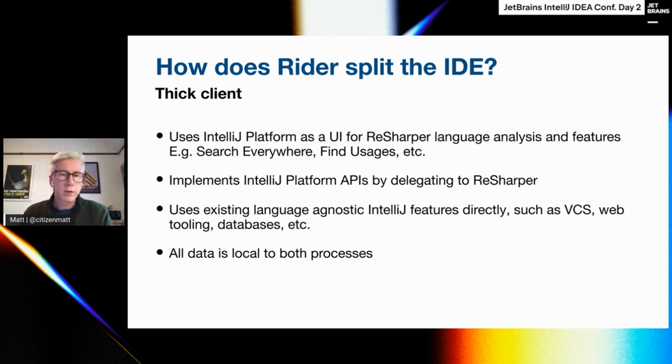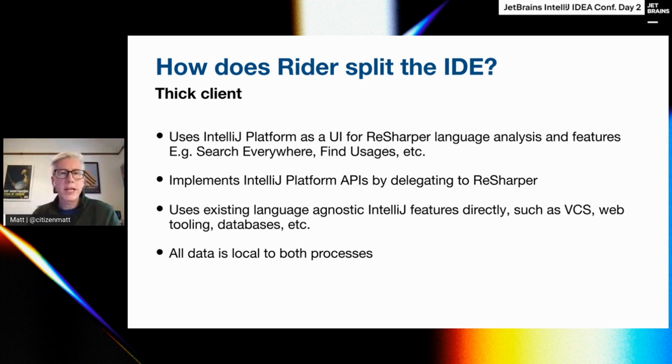It uses the IntelliJ platform as a UI for ReSharper language analysis and features. So the platform provides a whole load of foundation that we can reuse and we can provide implementations for. So Search Everywhere is already implemented by the platform. We just need to provide the data for it. Same with Find Usages. We just need to provide the data for it. And that's what Rider does. It implements these APIs by delegating to ReSharper.